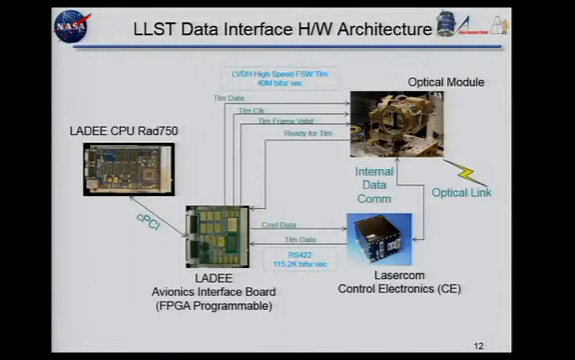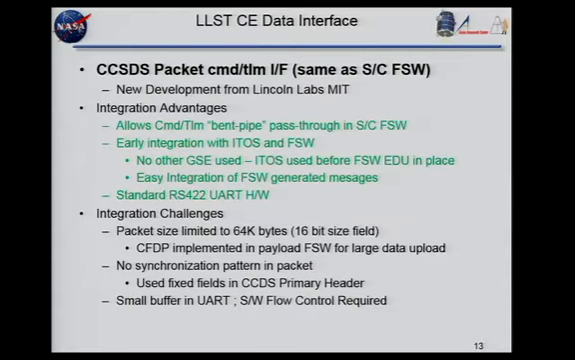So I like keeping the picture up there, but I'll give you something to read. The key things here, same advantages of having the bent pipe. The advantage of the bent pipe was that they could send all their commands, and they had their own ITOS database out at MIT, so they didn't have to integrate their command and telemetry database with the flight software database. They had their own one that we could just pass through.